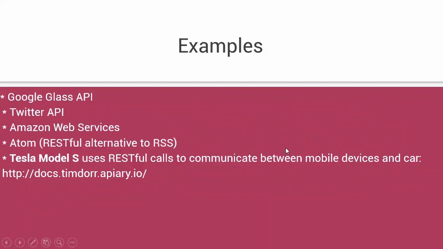Examples: many public APIs use REST. For example, the Google Glass API, Twitter API, Amazon Web Services, Atom (a RESTful alternative to RSS), and also the Tesla Model S uses RESTful calls to communicate between mobile devices and the car.